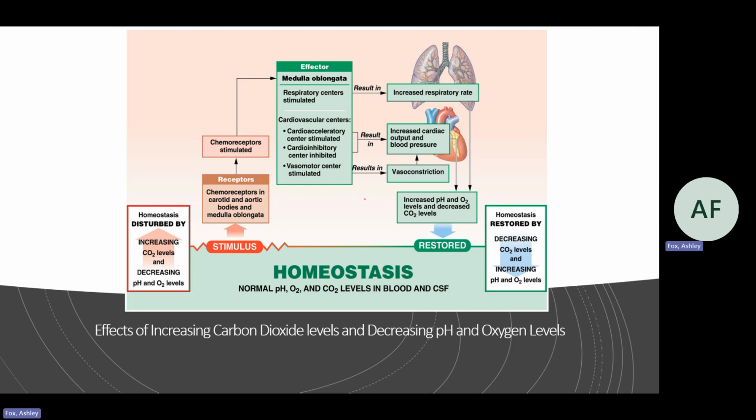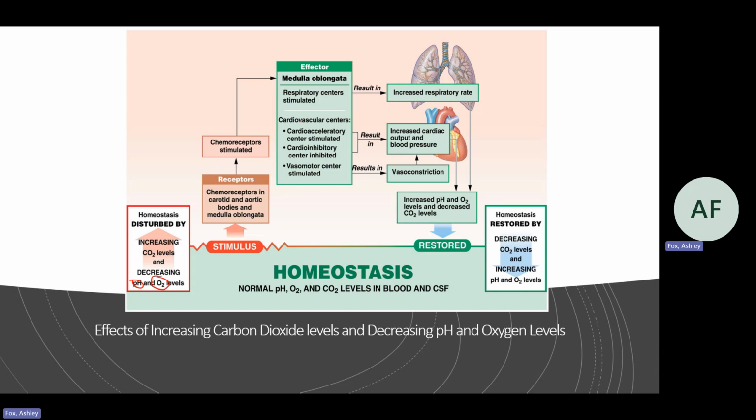So again, another picture. We have increased carbon dioxide, decreased pH, acidic, decreased O2. Chemoreceptors in those places that I talked about. Medulla has respiratory centers. Again, that's going to help because if we need to get rid of carbon dioxide, well, breathing does that. If we need more oxygen, breathing does that. So that's why that is. Again, we're going to go over that a lot.